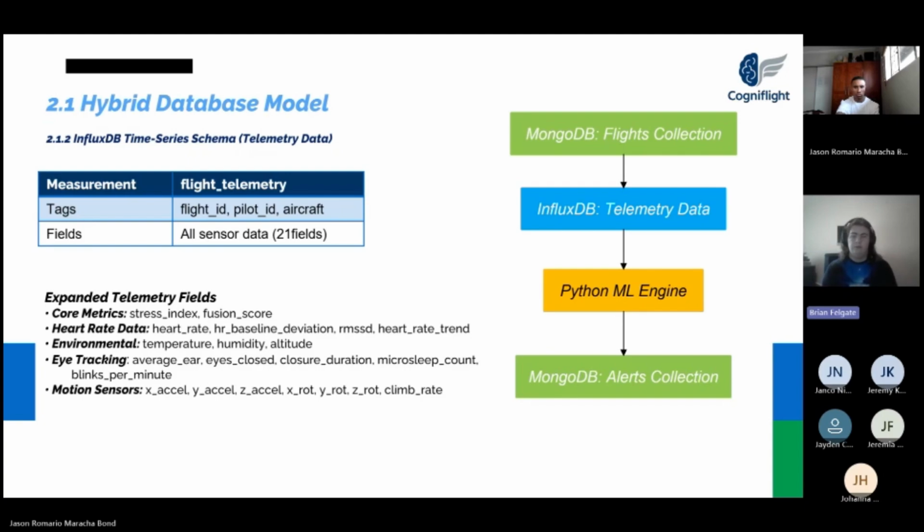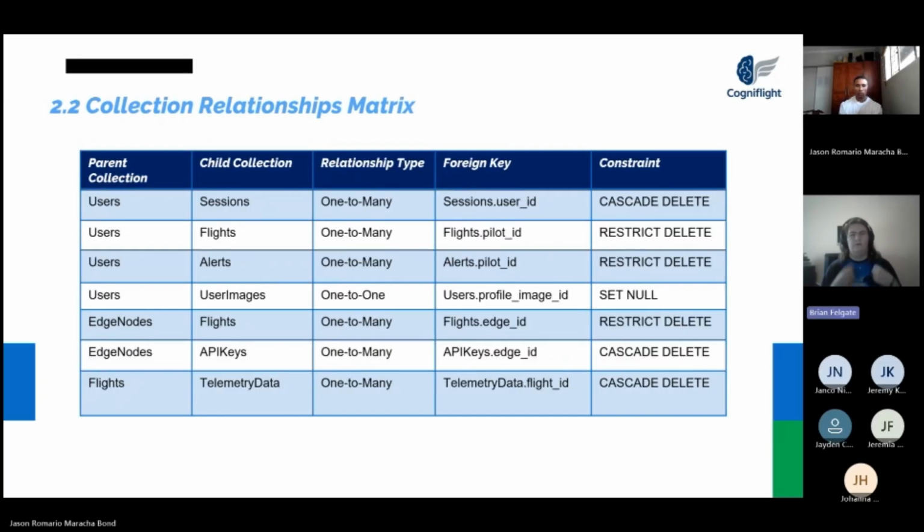The most important ones are the core metrics. These are the intelligent fields generated by the edge node, specifically the stress index and the fusion score. The fusion score is trusted as a pointwise calculation of the person's fatigue at that specific point in time. And then we have all the heart rate data that comes from the heart rate sensor, the environmental data that comes from all kinds of sensors that are attached to the machine. And then we have the eye tracking, which is going to be from the camera, and we have the motion sensors as well. And then on the next slide, you'll find that we have different principles, sorry, that's the next one.